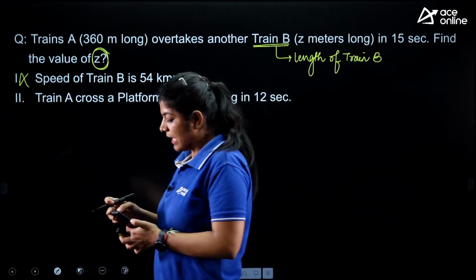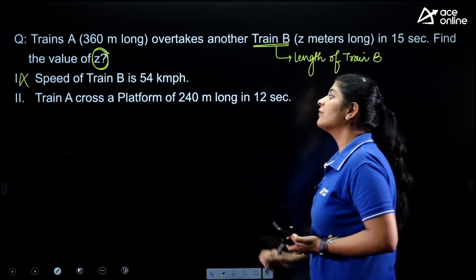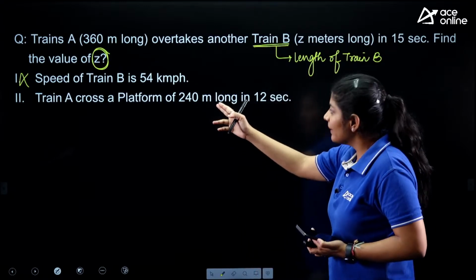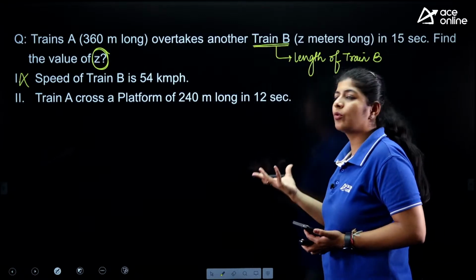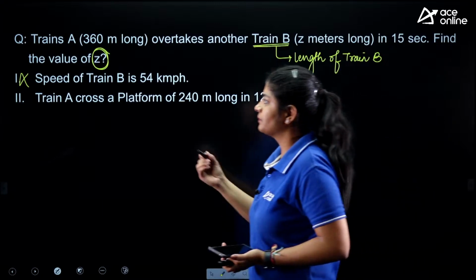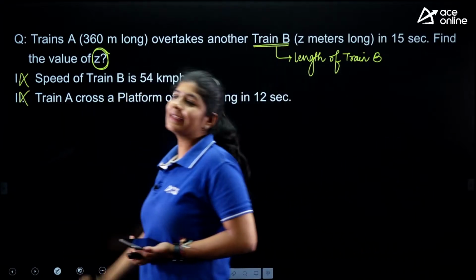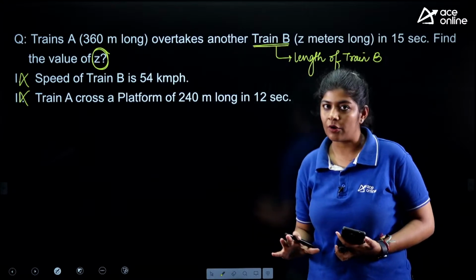The second statement says that train A crosses a platform of this length in 12 seconds. But here there is no role of train B. So with the help of this, can we answer it? No. Just by the individual statements, we can easily determine that we cannot answer it, right?